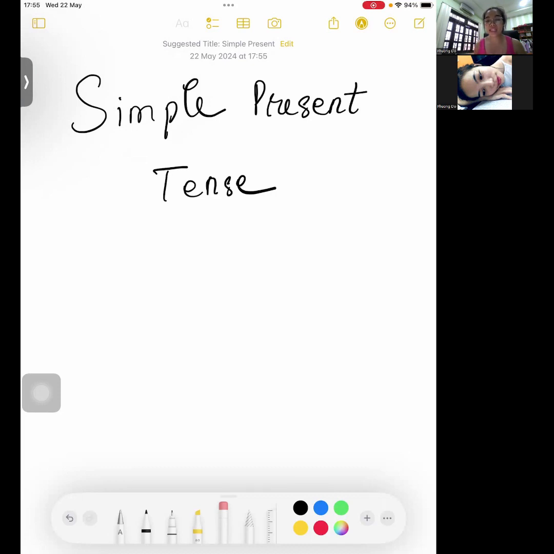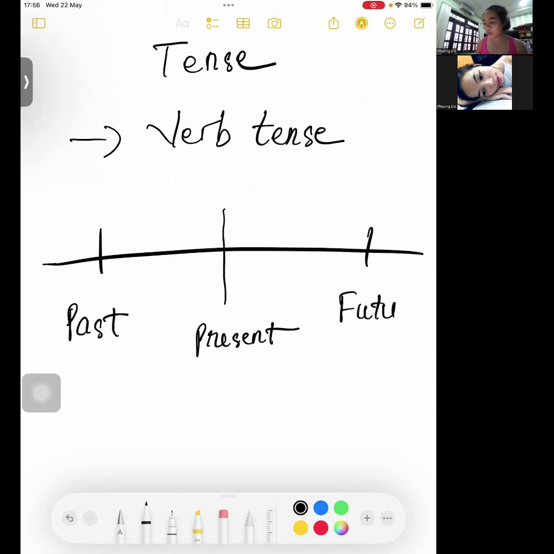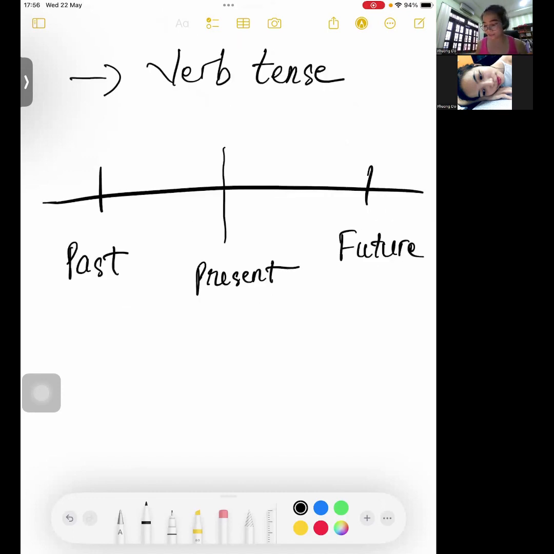About the simple present tense, okay? Technically, simple present tense is the verb tense, okay? And the verb tense will tell us the time that one action takes place. For example, this is the present, okay? This is the past, and this is the future. So the verb tense will show us the time that an action takes place. So the simple present is a verb tense.